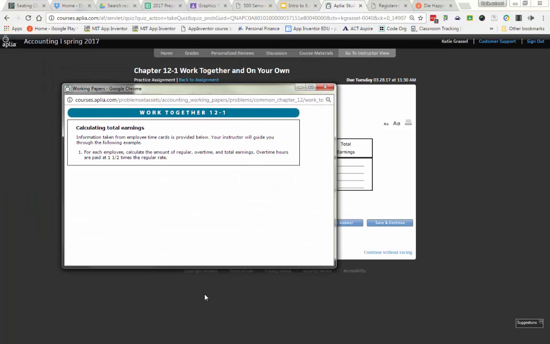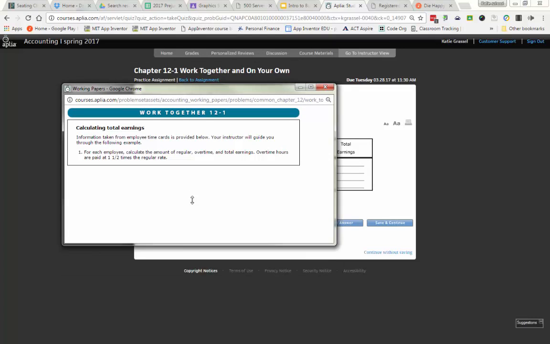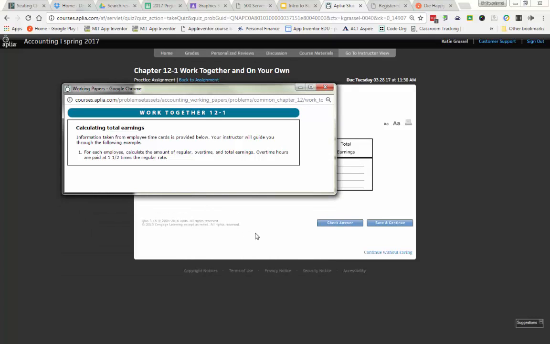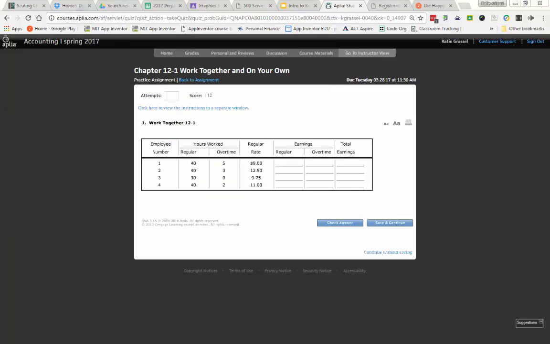When we read our directions for work together 12-1, it says information from employee time cards are provided. For each employee, calculate the amount of regular, overtime, and total earnings, and it says overtime is paid at 1.5 times the regular rate. So really, truly, what we have to do is get out our calculator, because this is going to be some multiplication that we have to go through and do.